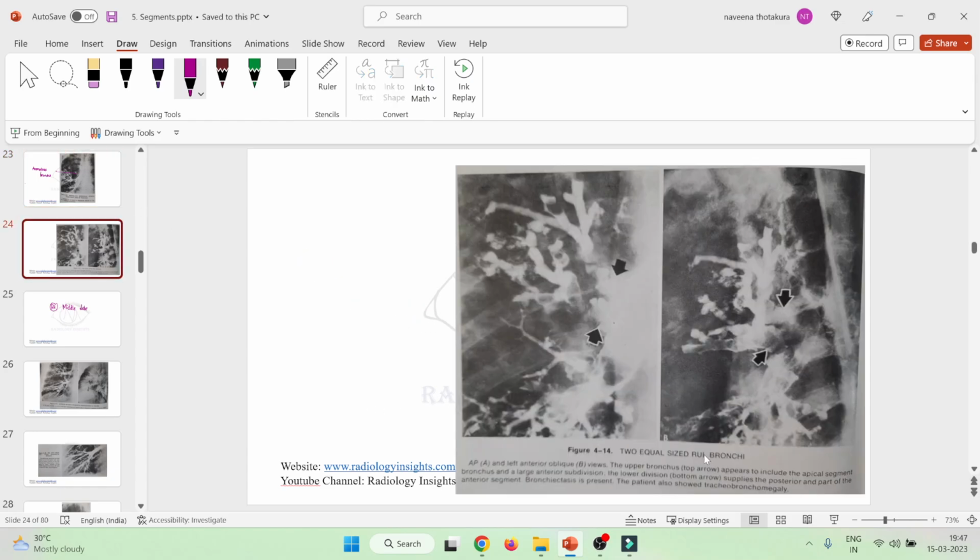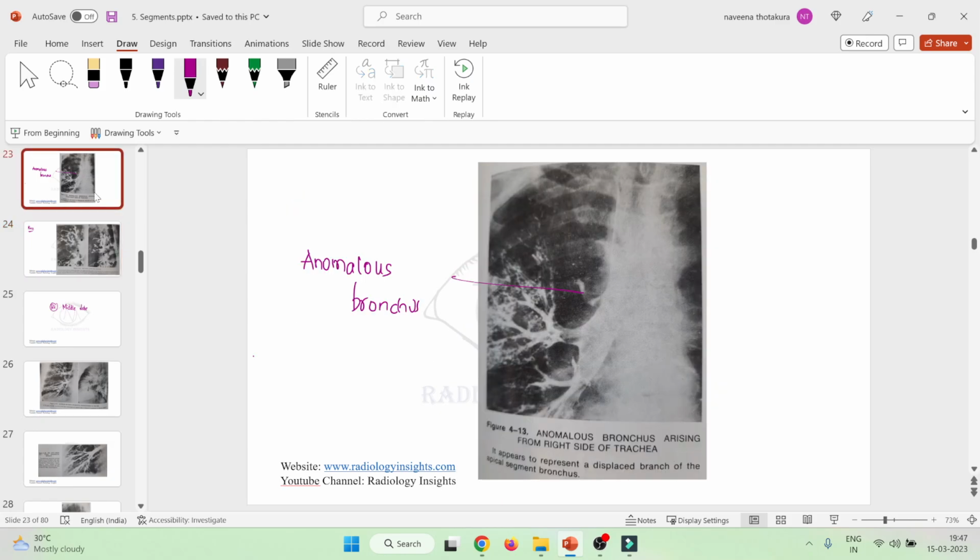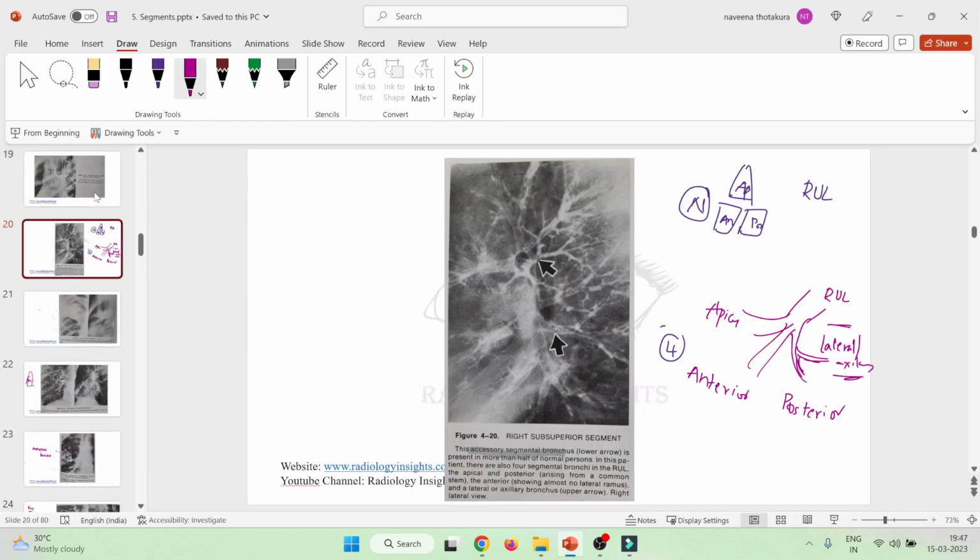Then if you see, these are two equal-sized right upper lobe bronchi. This is seen very rarely. In rare conditions, there can be two right upper lobe bronchi of equal size presenting one adjacent to the other. So these are the important points about the right upper lobe.